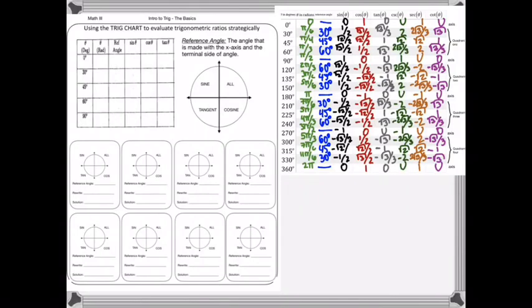Okay, so in this video, we're going to take a look at a way that we can just memorize a certain amount of information from this very exhaustive trigonometric chart that we made here, and use reference angles and all of the quadrants' positive values that we learned in the previous video to evaluate trigonometric ratios.